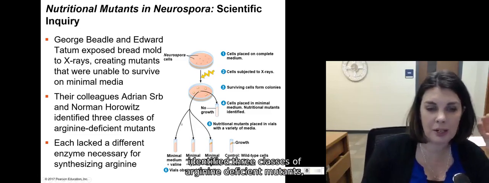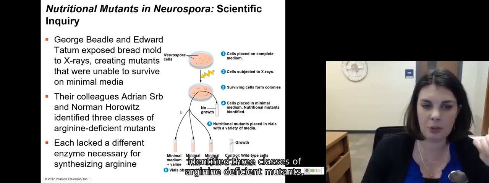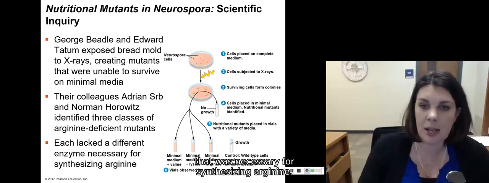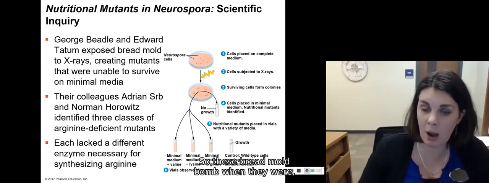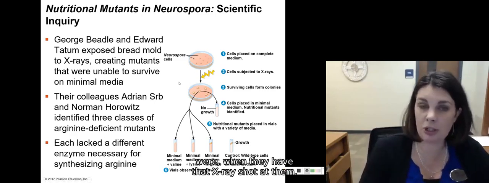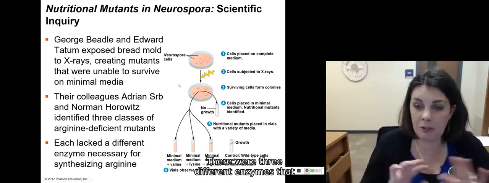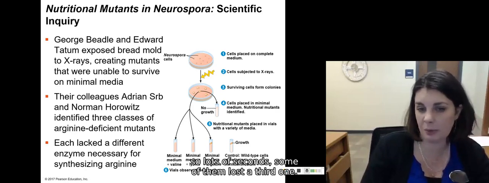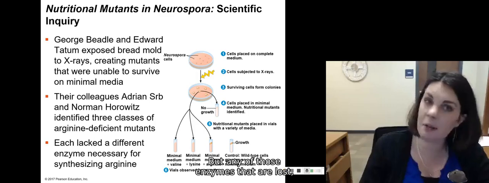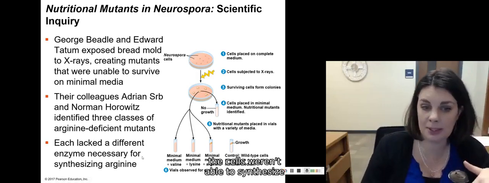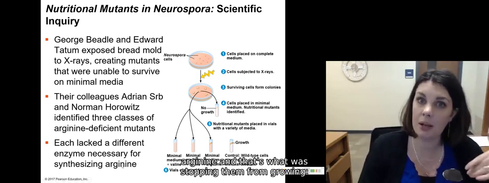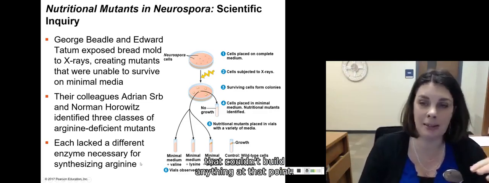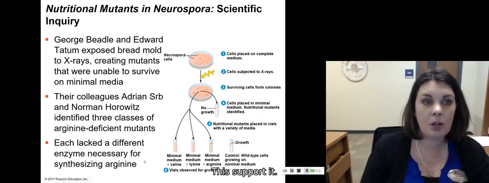Their colleagues Adrian Srb and Norman Horowitz identified 3 classes of arginine deficient mutants, which each lacked a different enzyme that was necessary for synthesizing arginine. So when the bread mold had that X-ray shot at them, there were 3 different enzymes that got mutated in the different ones. Some of them lost one, some of them lost a second, some of them lost a third one. But when any of those enzymes were lost, the cells weren't able to synthesize arginine, and that's what was stopping them from growing. Because without arginine, they didn't have the amino acids necessary to build their proteins. They couldn't build anything at that point.